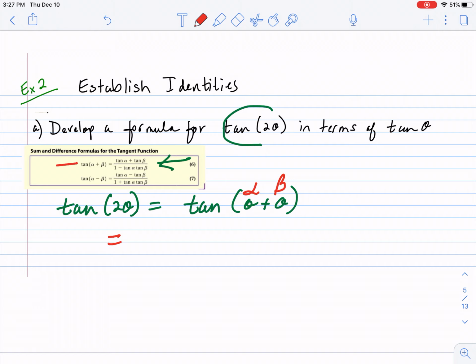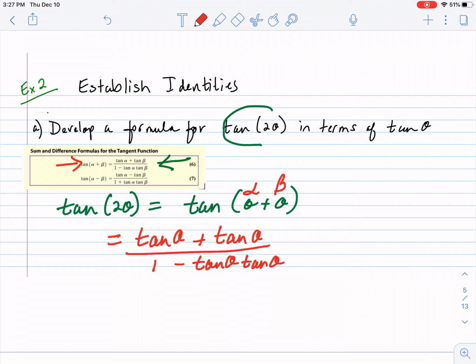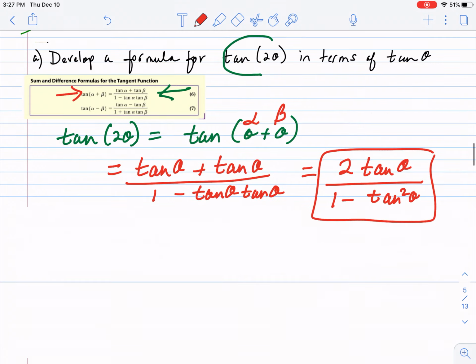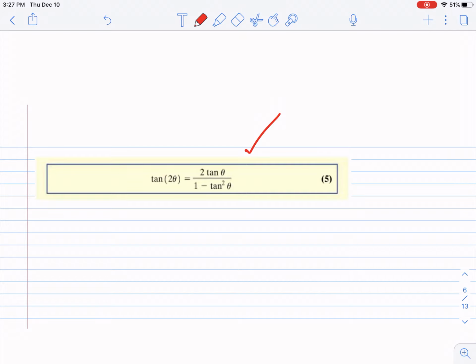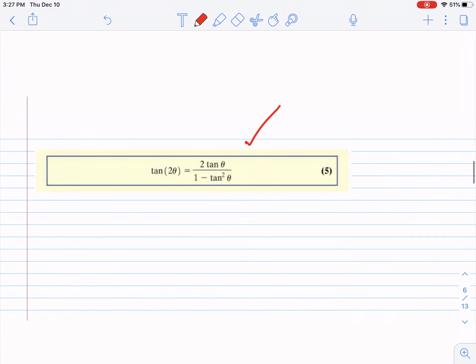So when I do this first formula of sum of tangent right here, I'm going to get the tangent of alpha, which is the tangent of theta, plus the tangent of beta, which is the tangent of theta, all over 1 minus tan of alpha, which is theta, times the tangent of beta, which is theta. Oh, wow, I'm making all these fun rhymes. All right, so this is equal to 2 tan theta over 1 minus the tangent squared of theta. And there you go. That's your formula right there for double tangent, for a tangent of 2 theta, okay?